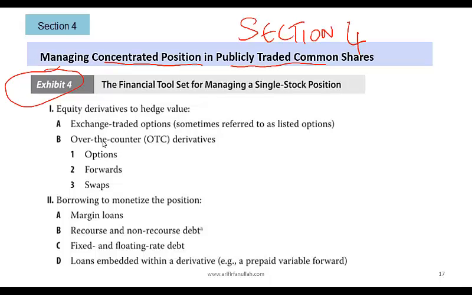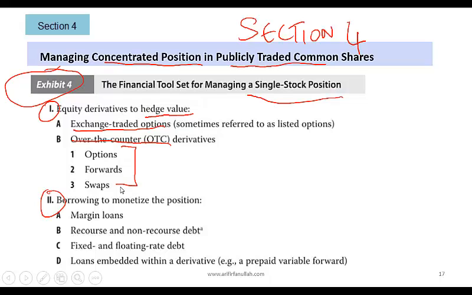The curriculum talks about tools and strategies to minimize risk at the end of the day. We're looking at diversification. With respect to single stock positions, there are 3 categories, 1, 2, and the third on the next slide. The first category is to look at derivatives to hedge. Hedge is the key word. We will be using exchange traded options or over the counter derivatives. Derivatives will be in the form of options, forwards, and swaps.